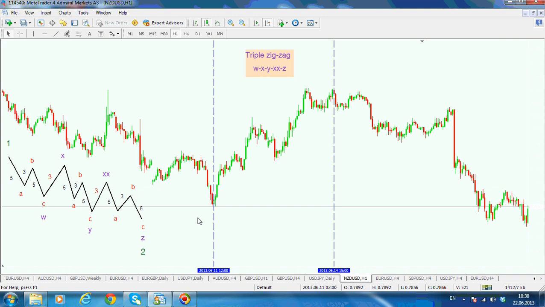Now in the next recording we will try to apply all these patterns to this 1 hour chart on the New Zealand dollar, US dollar, and see what it means. So stay tuned for the next recording, please.